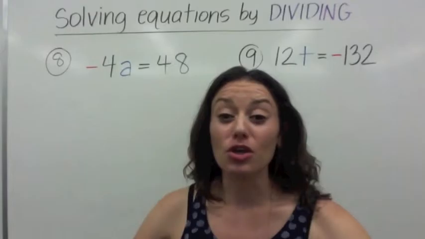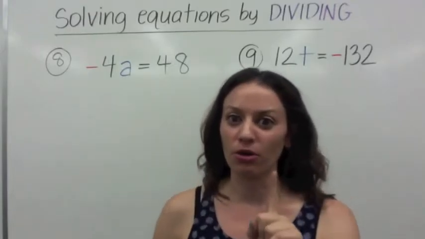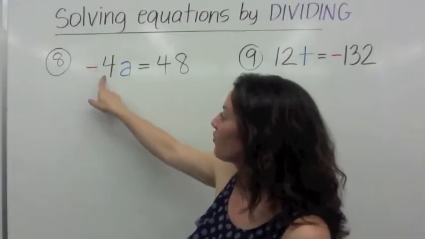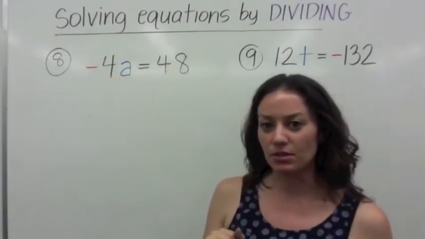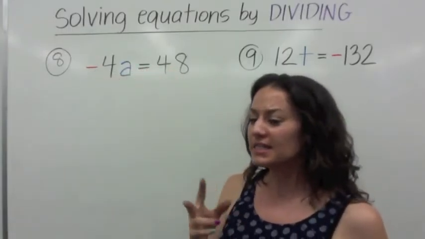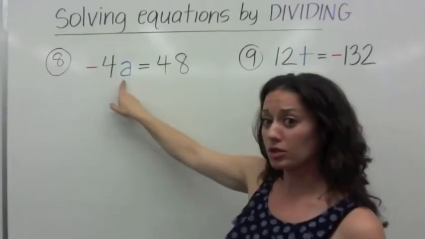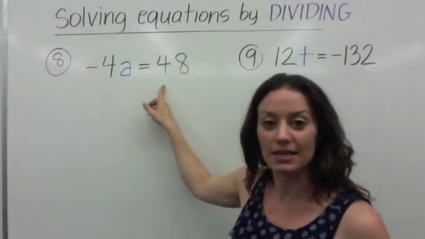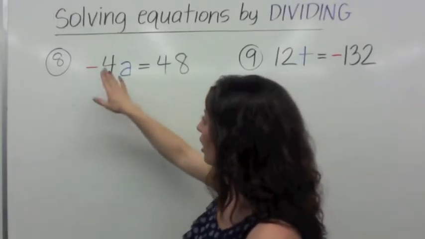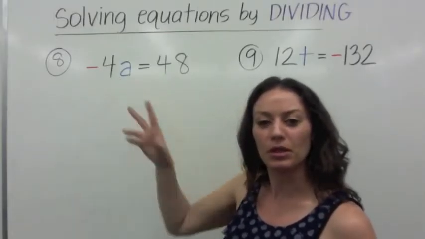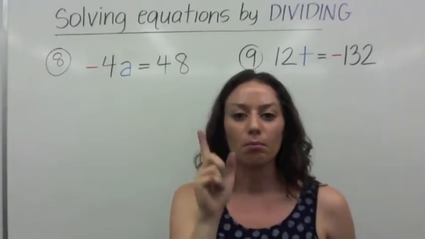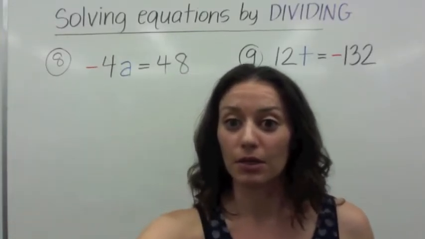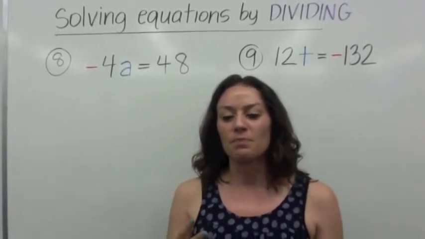Your last two examples are so easy, but before we start, we need to talk about something. Now, if I say negative 4a equals 48, okay, does that mean that negative 4 is being multiplied by a number to give me positive 48? Yes. You need to realize that when a coefficient and a variable touch, they are being multiplied. They're being what? Say it. Multiplied. Okay?